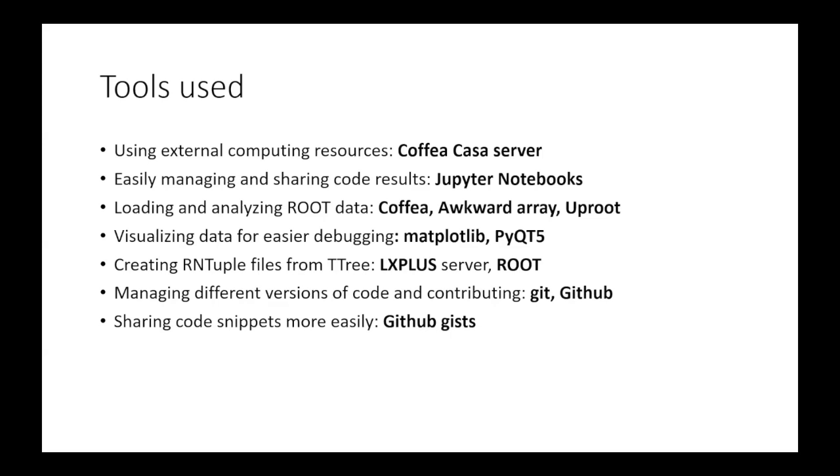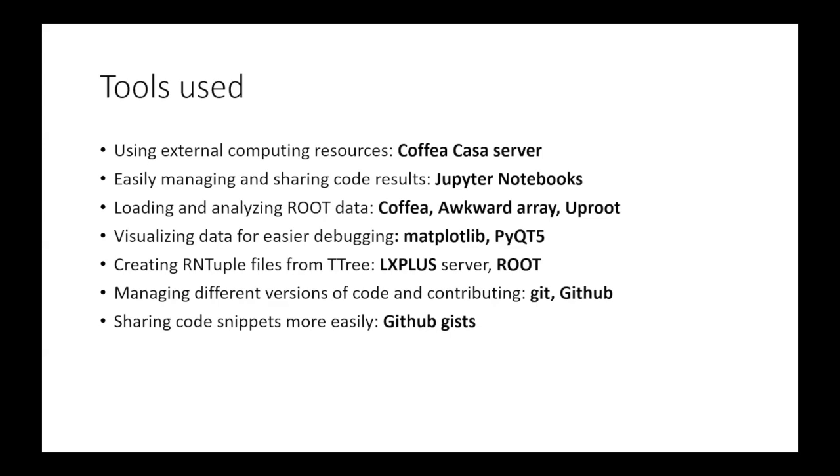Coffea, Awkward Array, and Uproot were mainly used to load ROOT data and analyze it. I used visualizing tools to debug because it was necessary to see the bigger picture with visuals. I'll show it later. And also we had to create our own RNTuple files because pre-existing ones caused some problems. We used the LXPLUS server for that and ROOT converters.